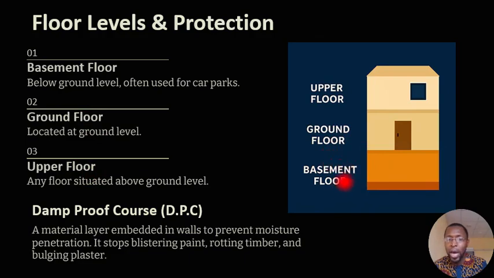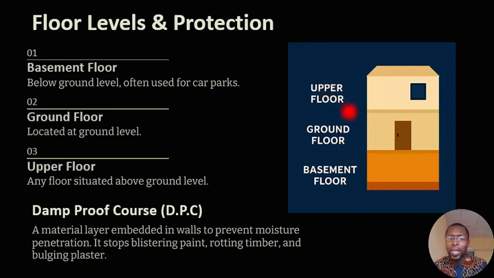The basement floor is below the ground floor level. You see, this is it there. It is usually used for car parks. The ground floor level is below the upper floor level, and the upper floor level is any floor above the ground level. Okay, that's the arrangement. The basement floor comes before the ground floor, and the ground floor comes before the upper floor.